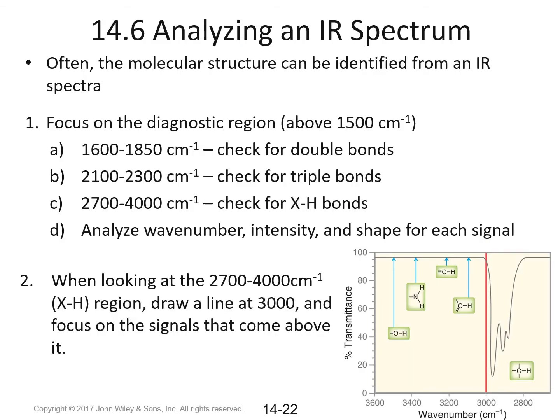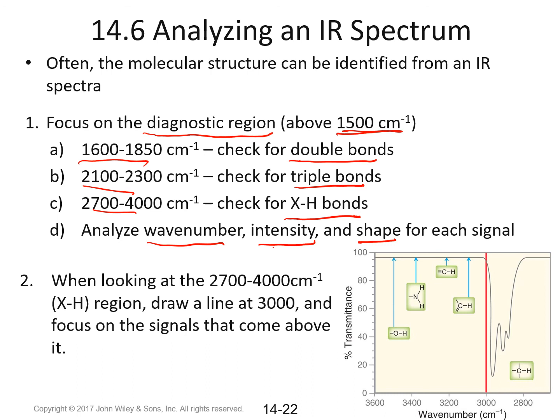All right, section 14.6 deals with analyzing an IR spectra, going from start to finish, trying to figure out what type of molecule we're working with. So essentially, we're putting it all together here. So let's go through the steps and we'll look at a few examples. Now, the first step is, remember, we want to focus on that diagnostic region. We don't care about anything below 1,500. So you want to first look for double bonds, look for triple bonds, and look for any bonds to hydrogen. And these are the general regions where we're doing that. And then we analyze wave number, intensity, and shape.